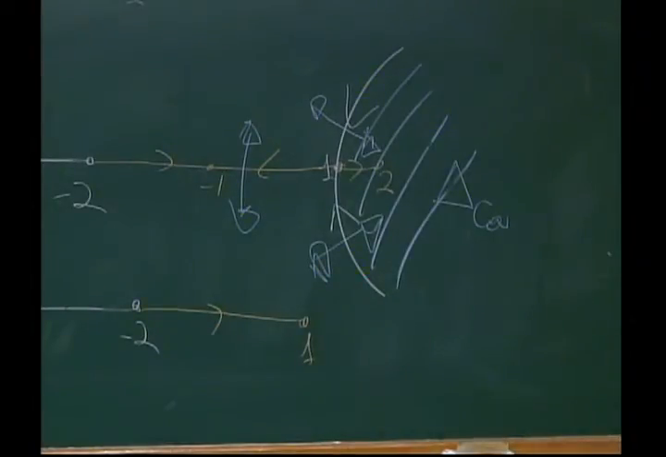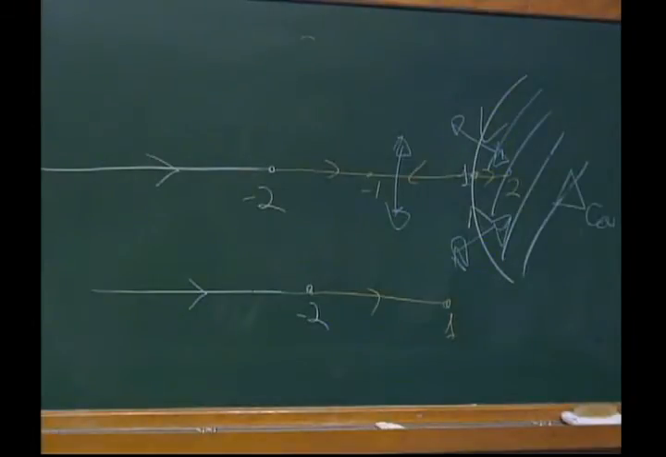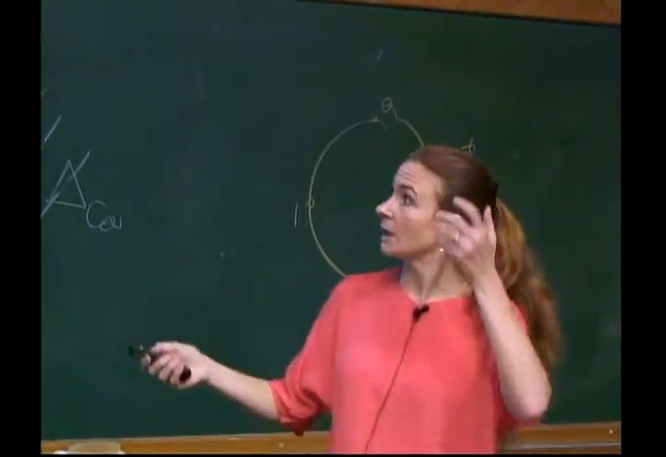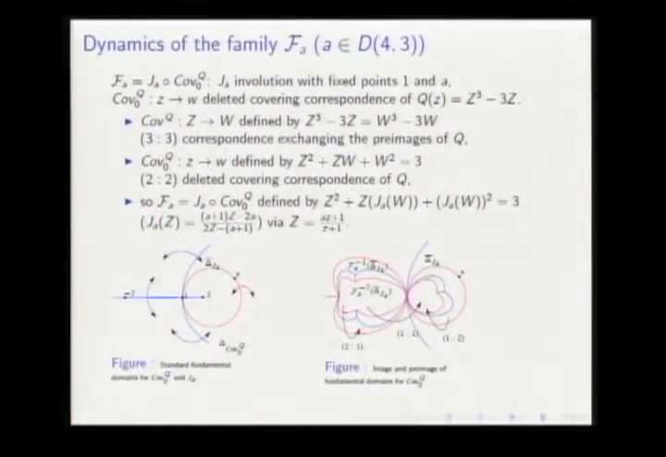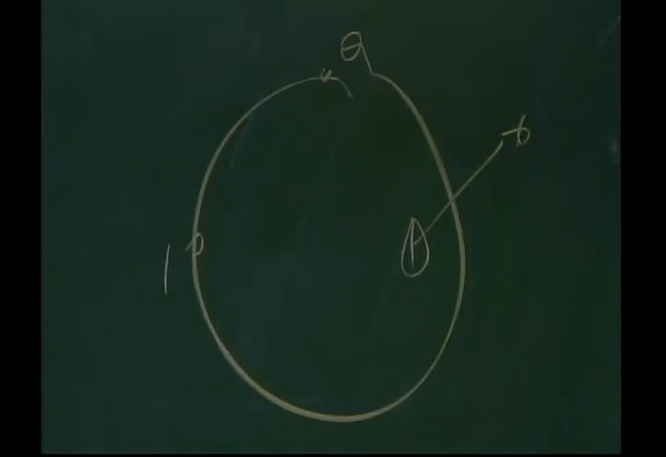And what does the involution, the involution with fixed points 1 and A, do? Well, it fixes the circle passing through 1 and A, with center on the real axis, and sends the inside to outside and the outside to inside. So the correspondence sends this part outside this circle. The preimage of the correspondence sends this part 2 to 1, 1 to 2 here, so 2 to 1 from here to there. And this part goes outside and inside. Well, let's do it here.